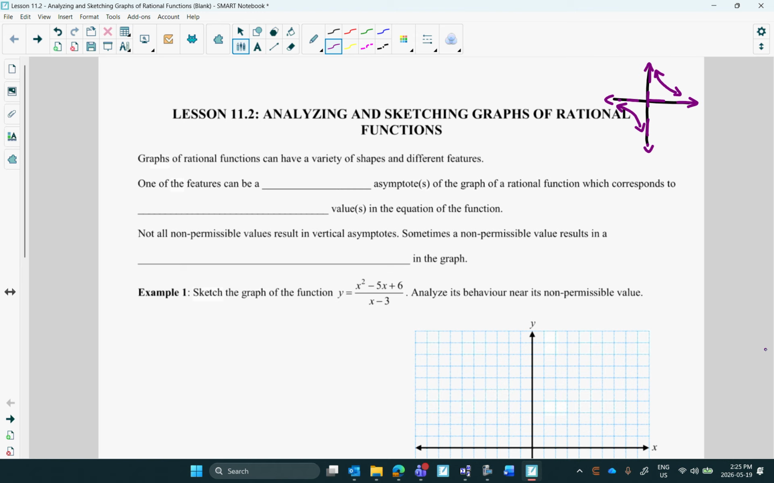The other examples that I didn't do in 11.1 were just special cases where the graphs are a little different. But we can actually use what we learned here to figure those out as well.